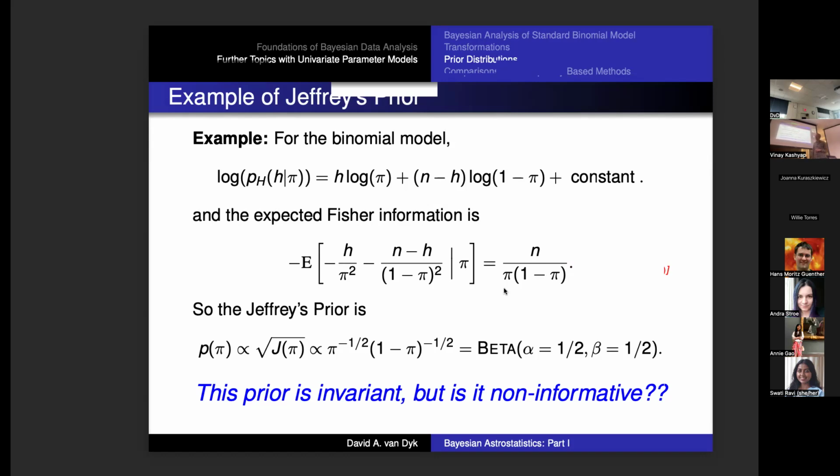I take the expected value because h is the number of hard counts, and it follows a binomial distribution. The expectation of h is n pi. That's going to cancel with one of these. The expectation of n minus h is n times 1 minus pi. And so, it's a relatively straightforward calculation. You get this thing. And so his prior is going to be proportional to the square root of that.